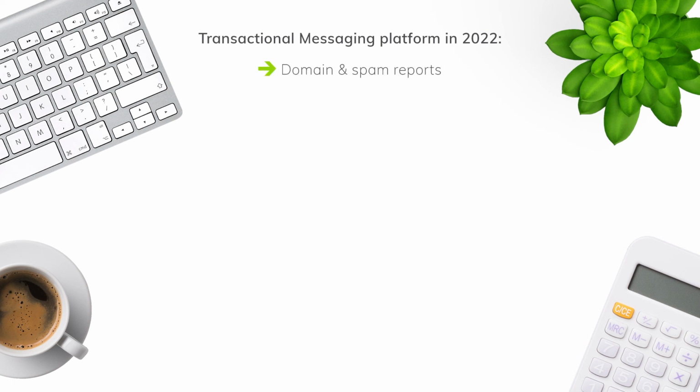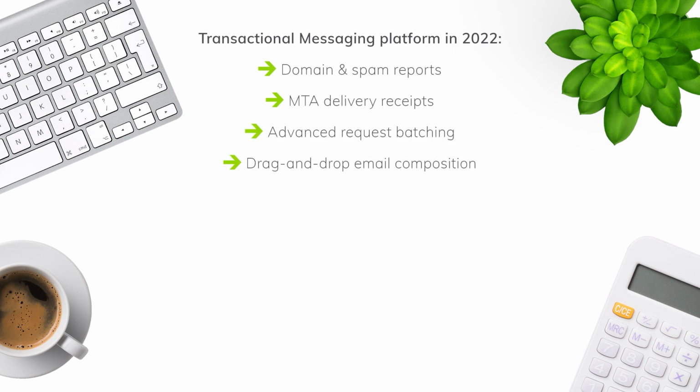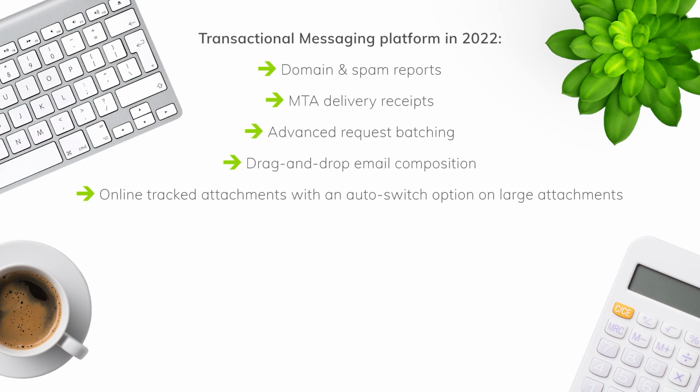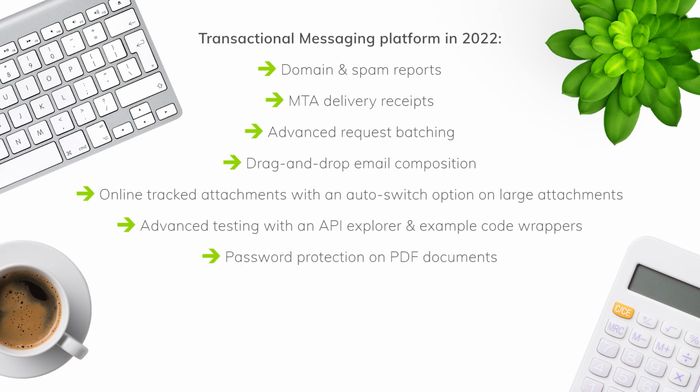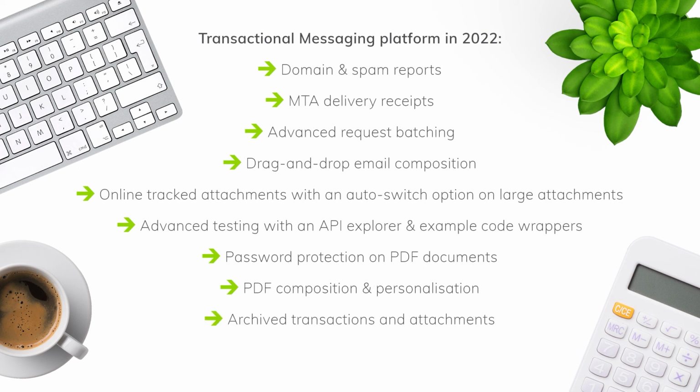Domain and spam reports, MTA delivery receipts, advanced request batching, drag and drop email composition, online tracked attachments, with an auto switch option on large attachments, so you send an online version of it instead and trigger a read receipt, advanced testing with an API Explorer and example code wrappers, password protection on PDF documents, PDF composition and personalization, archive transactions and attachments so you can find every transaction ever sent. And Everlytic will be embedded in most common frameworks to support even faster implementation.